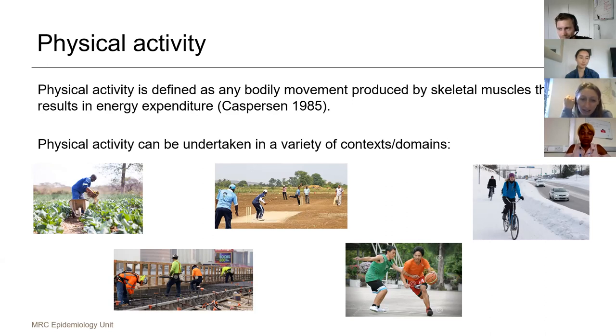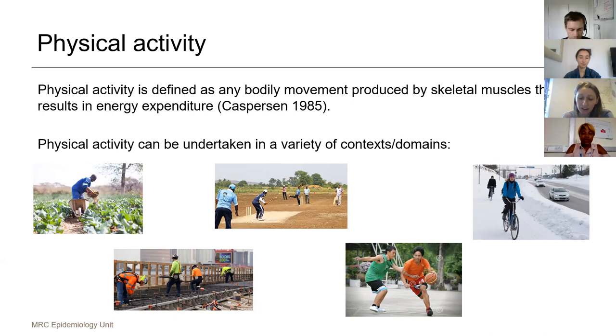But you can think of physical activity happening at work. You can think of it happening in leisure. It could happen in the household. I haven't got a picture for that. Or it can happen for travel. So it is really important to understand the domain, the context of physical activity, if you're going to try and change it.